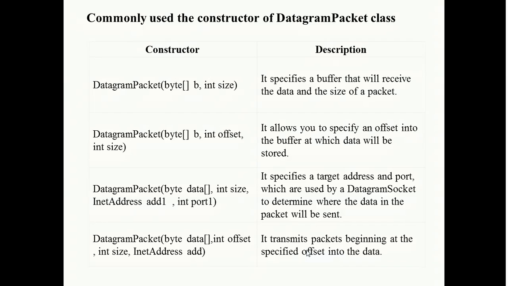It specifies the target address and port which are used by the DatagramSocket to determine where the data in the packet will be sent. And the last constructor is DatagramPacket having parameters byte array, int offset, int size, InetAddress address. It transmits the packet beginning at the specified offset into the data. So these are the four constructors of the DatagramPacket class.